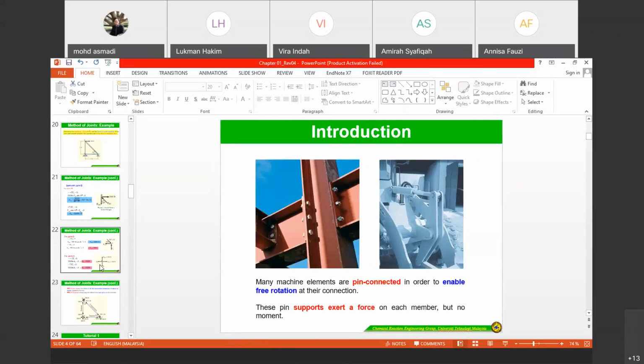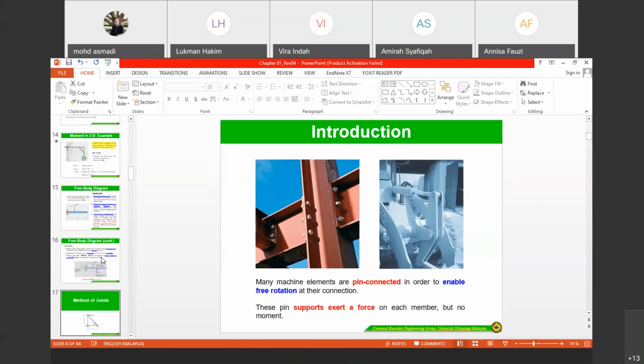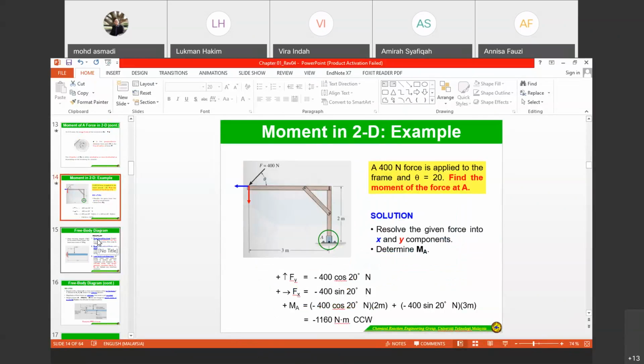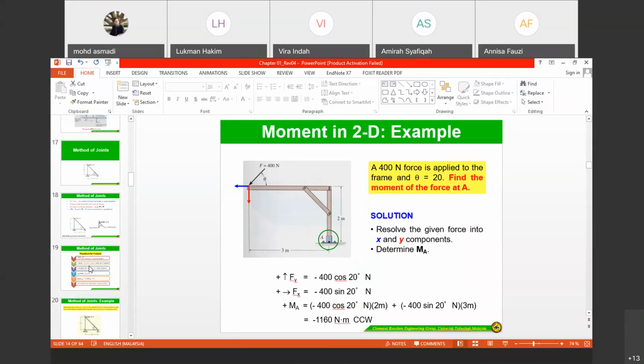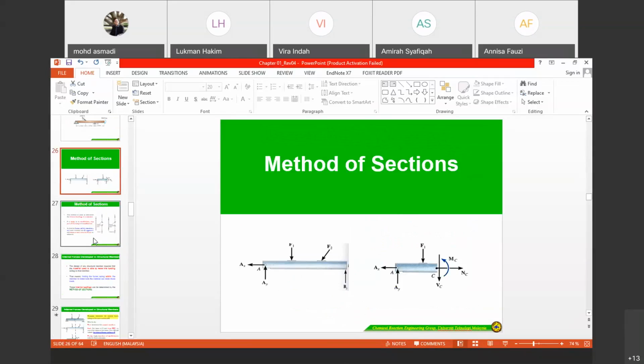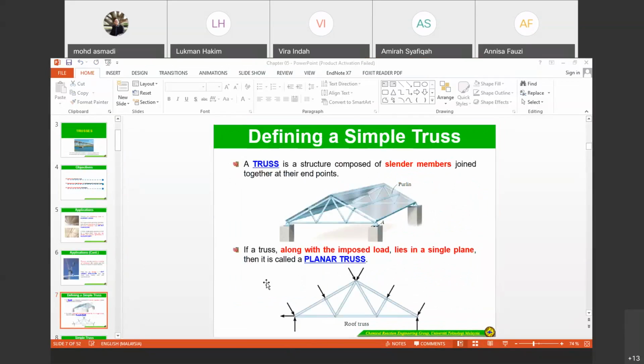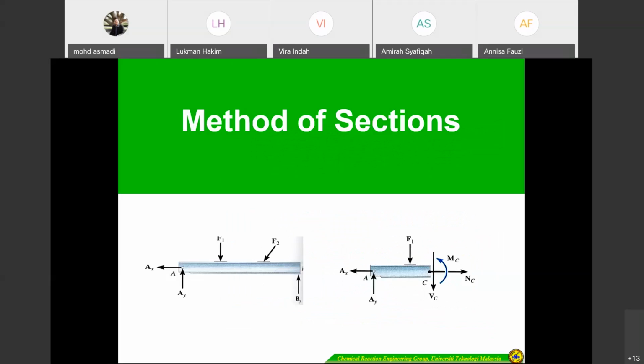The main thing is, if you have a force, if you have the structure, the first thing that you have to do is to draw a free body diagram, and then you need to solve it by using the equations of equilibrium: total Fx, total Fy, as well as total moment. Another one is by using the method of sections. I think all of you already know about this method.